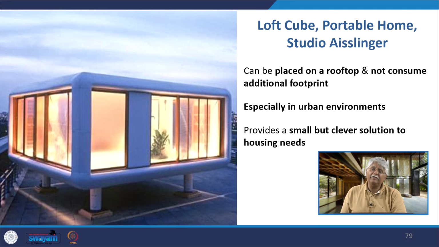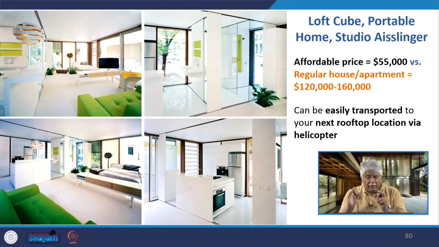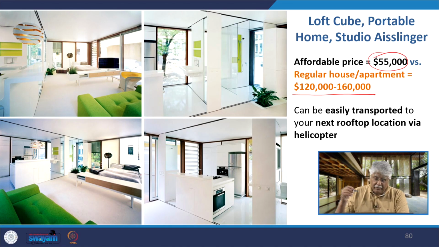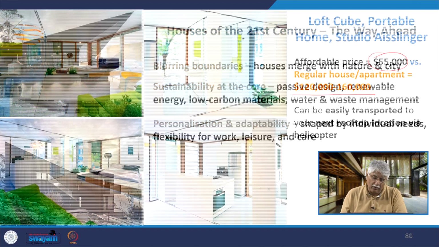The Loft Cube is actually a portable home that can be placed on a rooftop and does not consume any additional footprint. It is specially meant for urban environments and provides a small, clever solution for housing needs in urban areas. It is very affordable. It is an experimental work priced at around $55,000. How do I compare it with the regular house, which would be at least $120,000 to $160,000 in that urban area? It can be easily transported to the next rooftop using a helicopter.